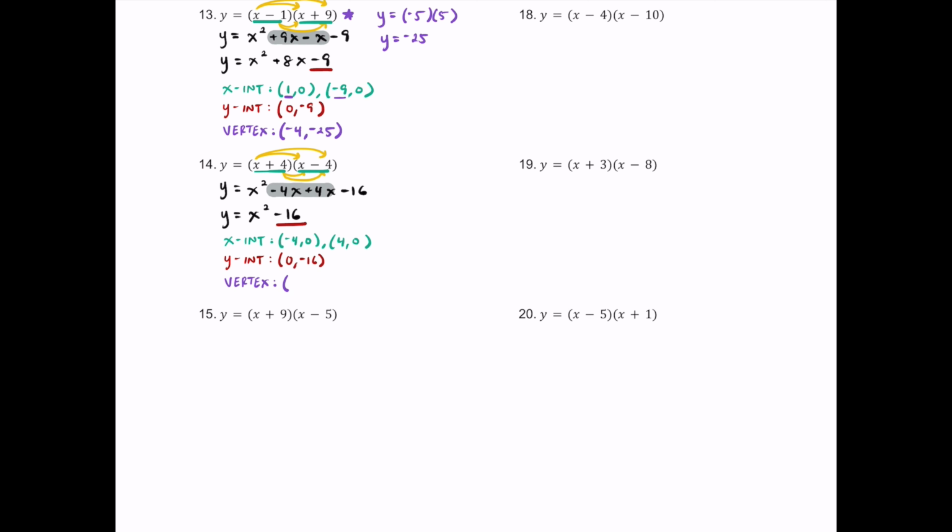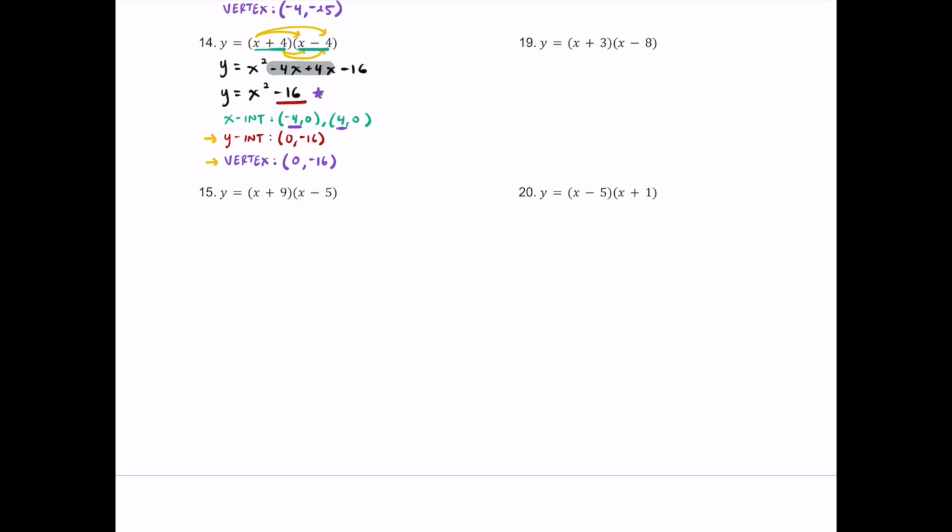And then for the vertex, well, halfway between these two numbers is going to be 0. And if x is 0, then we could actually plug it in right over here, right? So 0 squared is 0 minus 16. So if you notice the pattern from earlier, when you do have these opposite x-intercepts, the vertex's location is the same location as the y-intercept.